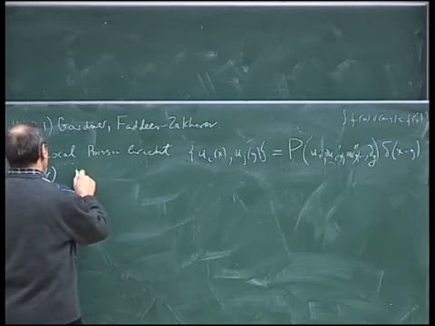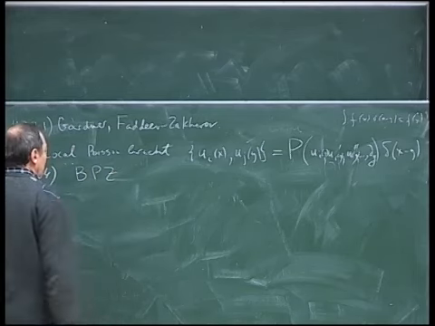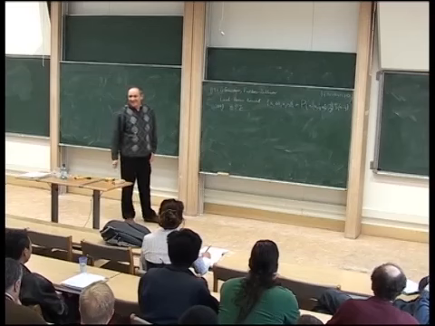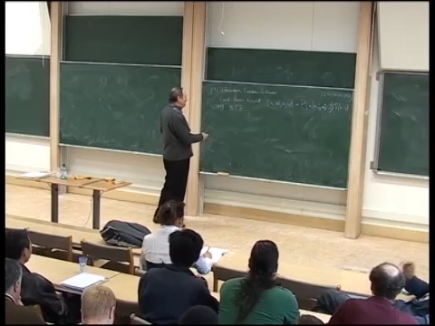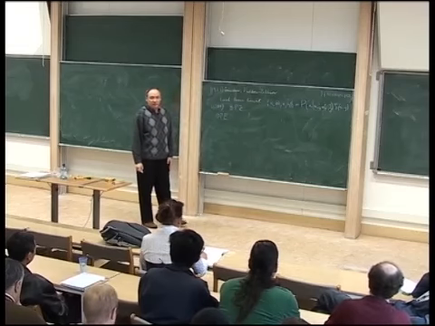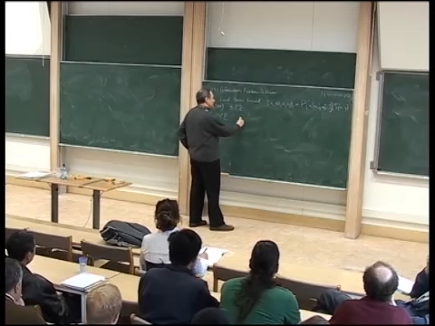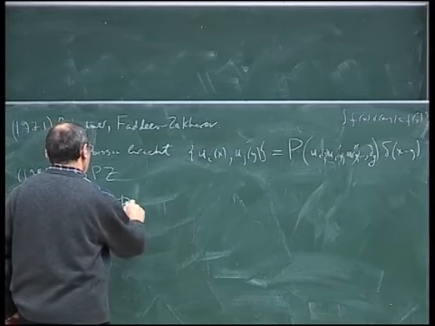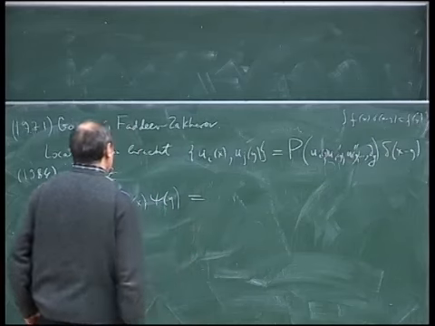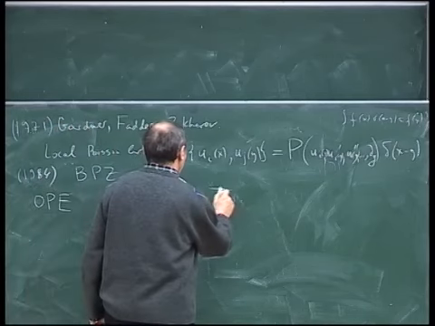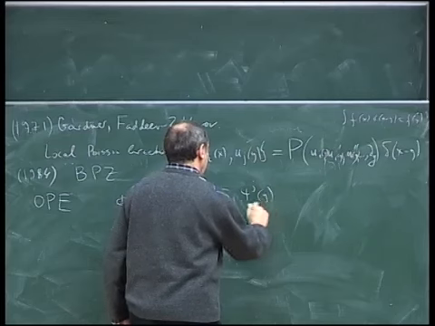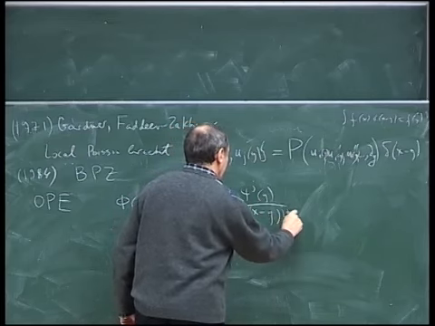Some years later, Belavin, Polyakov, and Zamolodchikov wrote the first paper on conformal field theory. So it was not so long ago, but there was so much done in this area. And the basic notion there is something which is called the operator product expansion of quantum fields. One writes something like this: if you have a quantum field phi of x and another quantum field psi of y, then when x and y are close to each other, you may decompose it as a sum of psi_j of y divided by (x minus y) to the j plus 1.